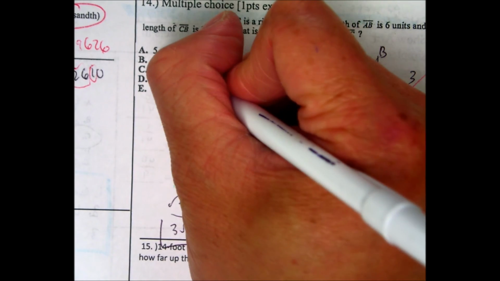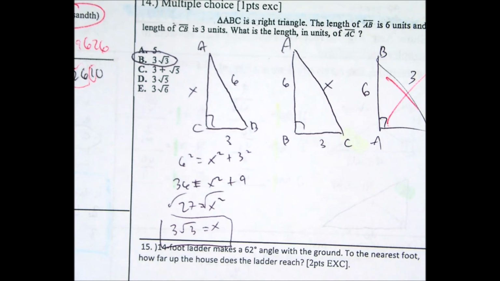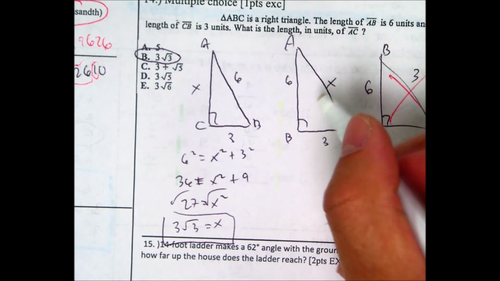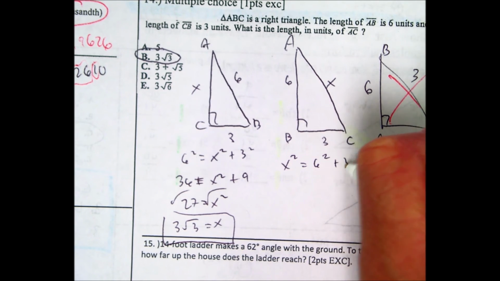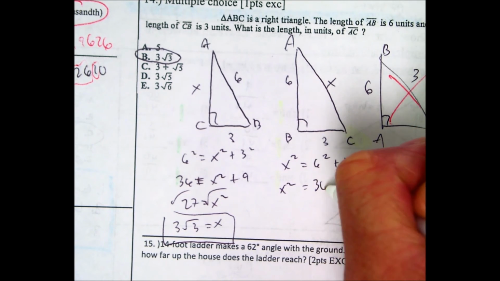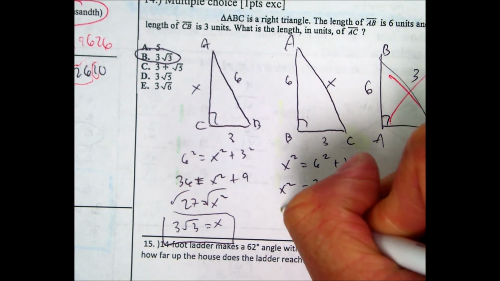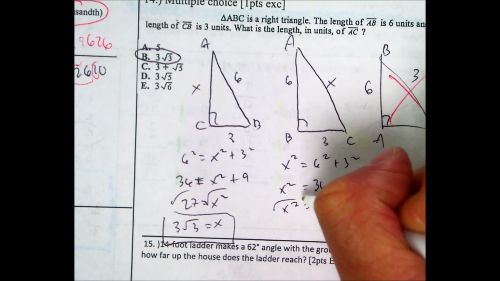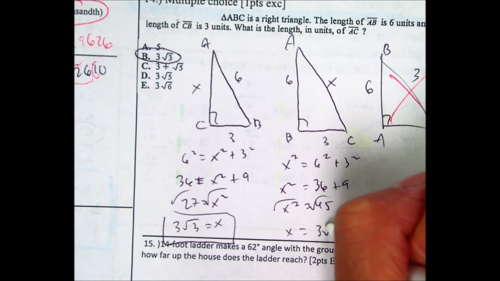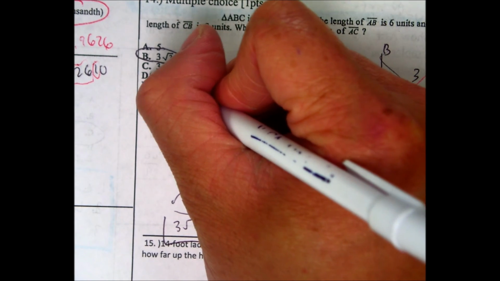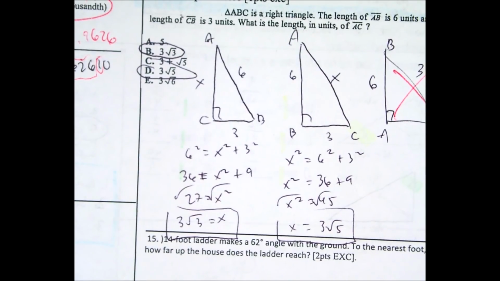So that would be giving you choice B. And then if you did this problem, 6 squared plus 3 squared, x squared equals 36 plus 9, which is 45. Take the square root, that would be 3 radical 5, which would also give you the correct answer. So if you chose either B or D, you would get the 1 point.